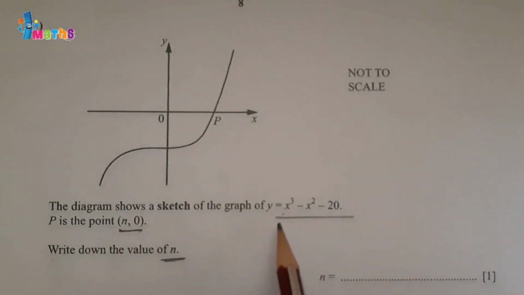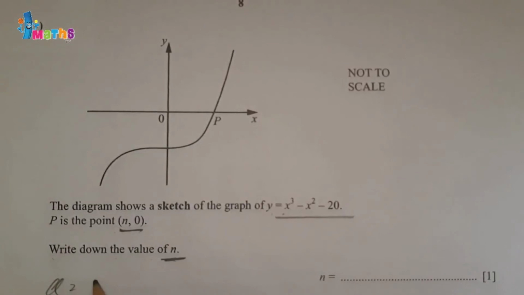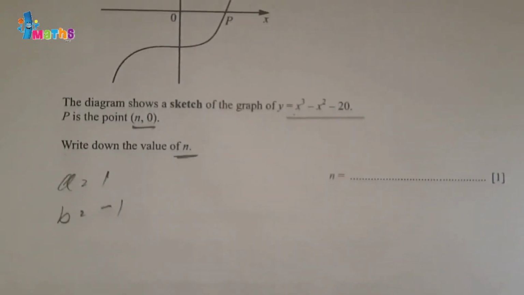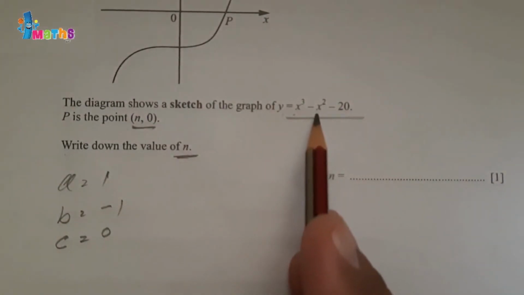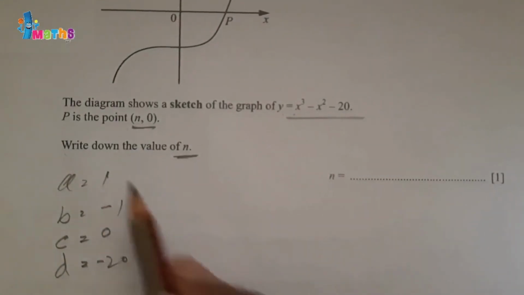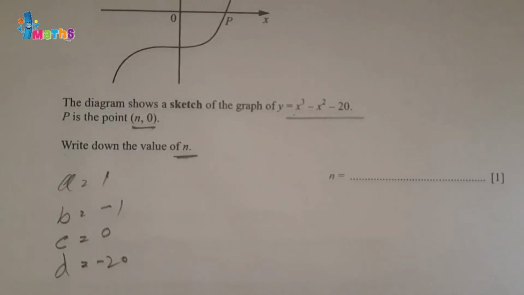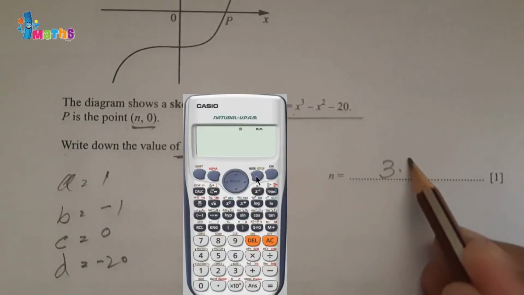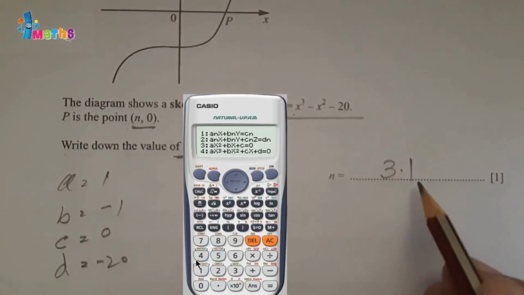So if we insert this, value of a will be 1, which is the coefficient of x cube. B will be equal to minus 1, which is the coefficient of x square, and value of c will be 0 because there is no x term in this equation, and value of d will be equal to minus 20. So replacing these values in the calculator, you will get value of x is equal to 3.1. So we can write the answer 3.1. This will be the n value, 3.1.